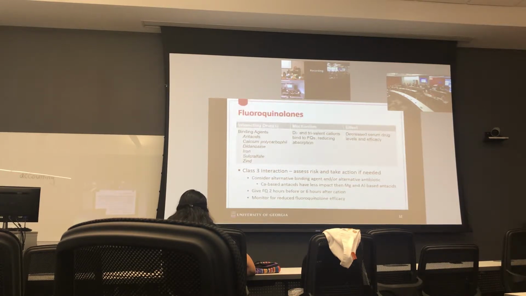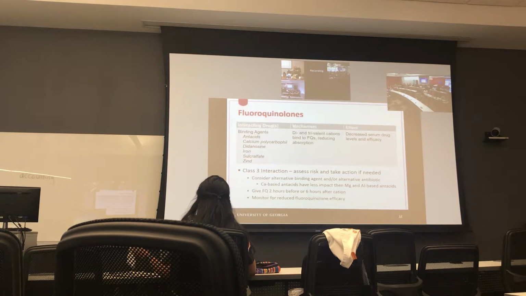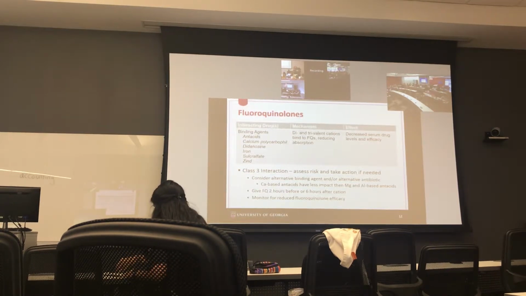With our antacids, the calcium-based antacids have less of an impact than magnesium and aluminum-based antacids, but it's typically easier to just use a broader recommendation to separate any antacids from fluoroquinolones or to avoid using them. And then we can, as always, monitor for a reduction in efficacy.